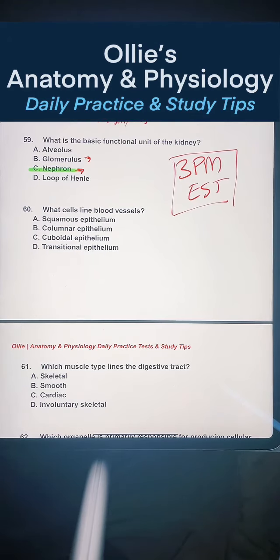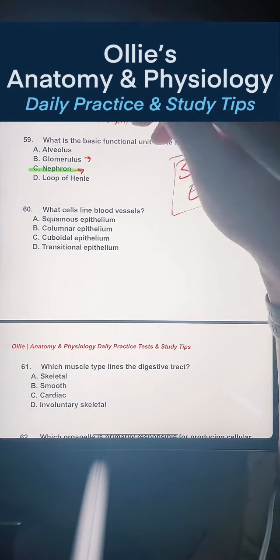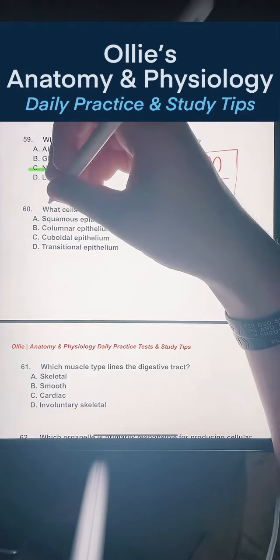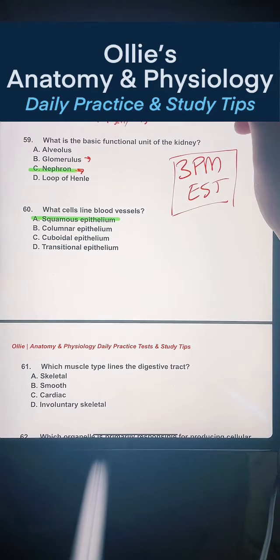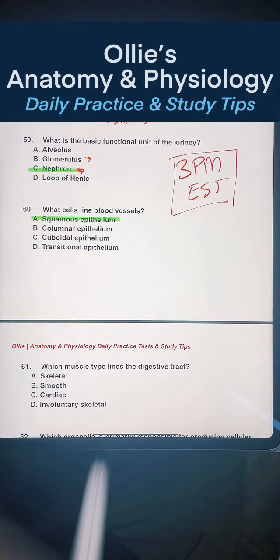The answer to number 60 is A. So what cells line blood vessels? That is squamous epithelium. So when we talk about blood vessels, what are we trying to do in our blood vessels? What is occurring at them? That's really what I want to point out in terms of the tissue, because remember, structure equals function.